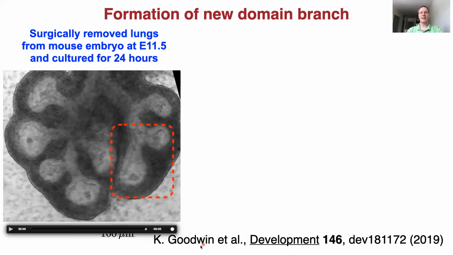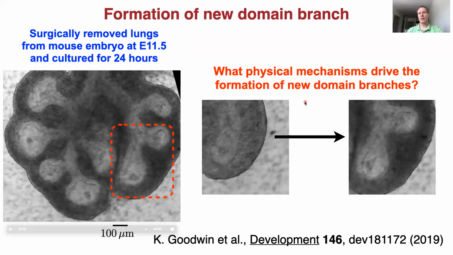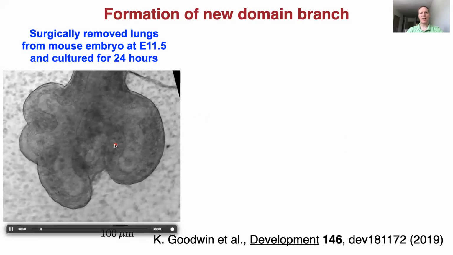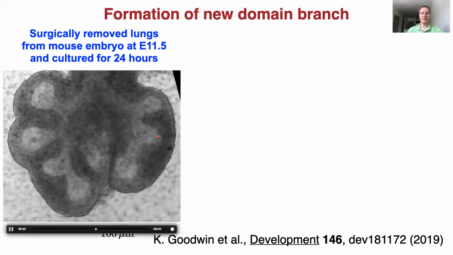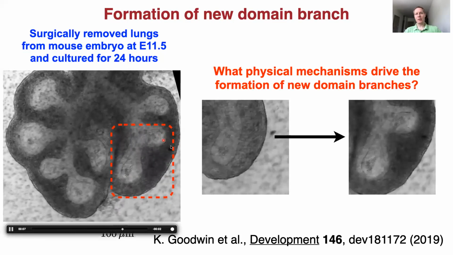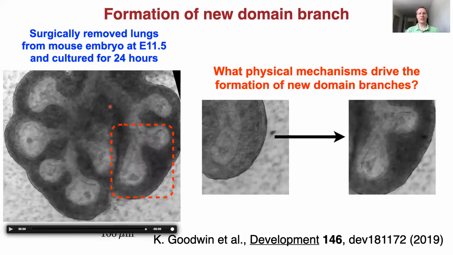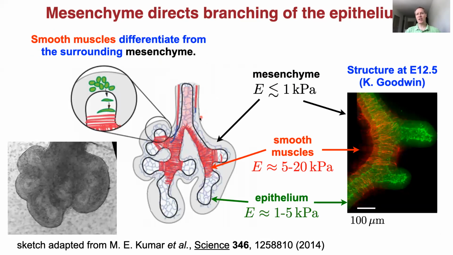And in this study that I'm referencing here, we wanted to understand the process of how, initially, when there was no branch here, you start forming a new side branch. Okay, so first we need to know what the important players are. What's actually growing and branching in lungs is a single layer of epithelium cells. Inside the epithelium is a luminal fluid.